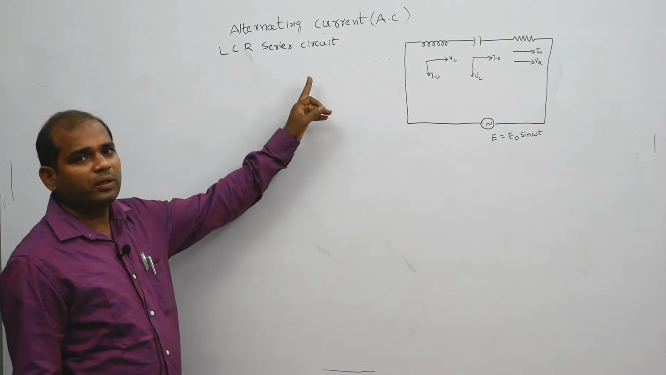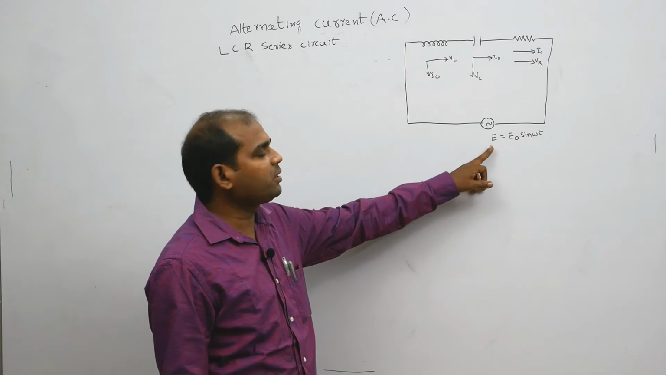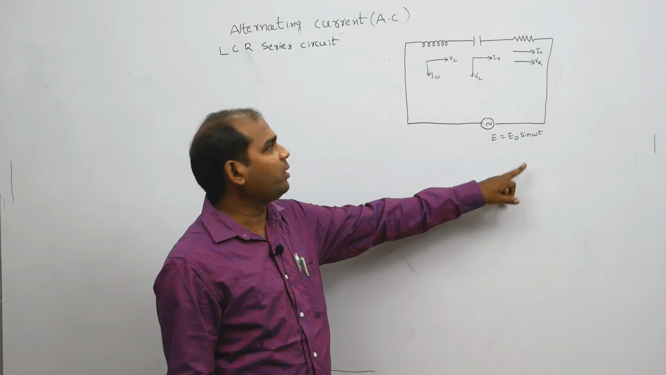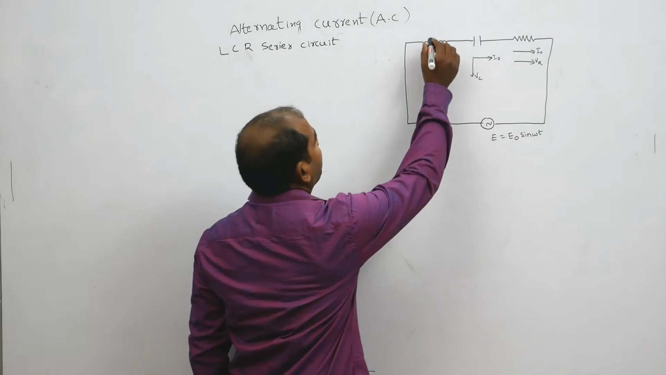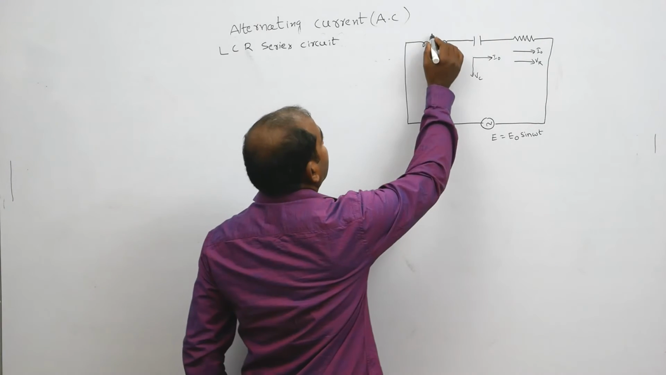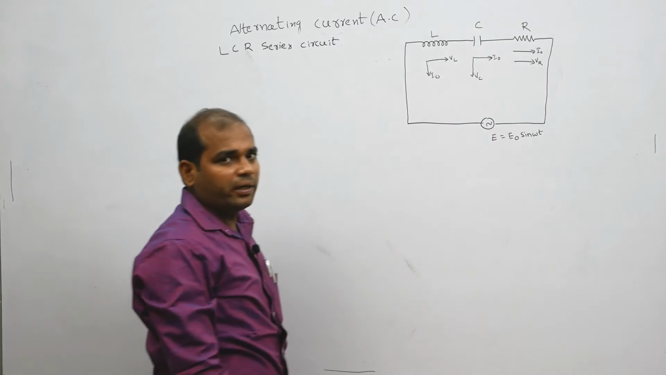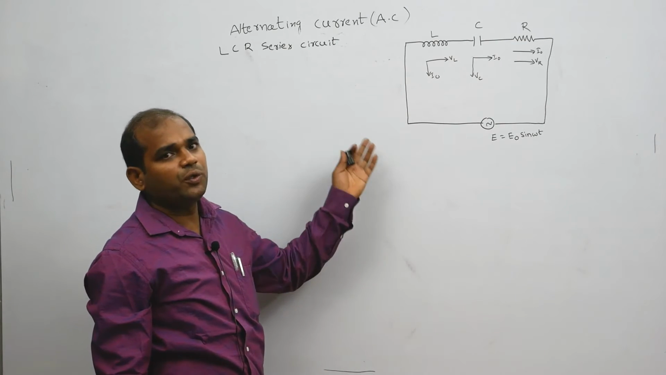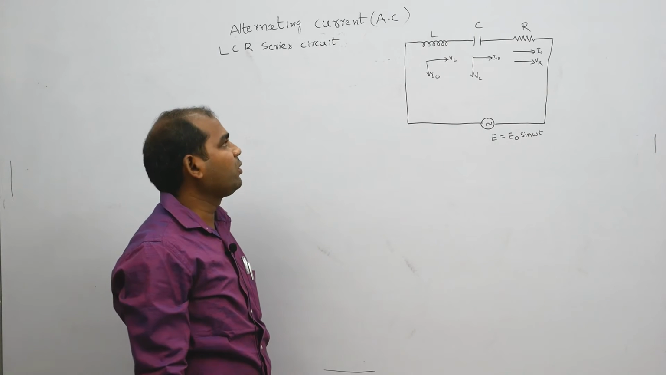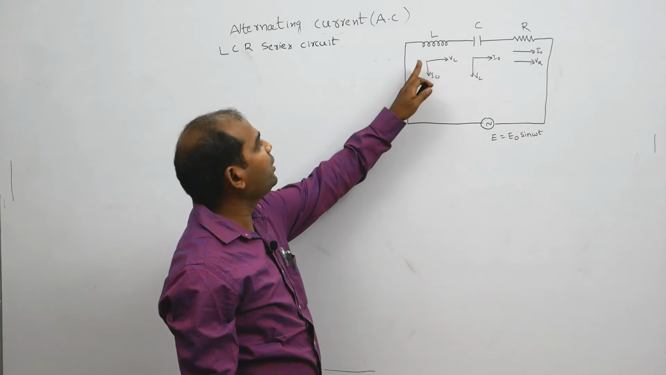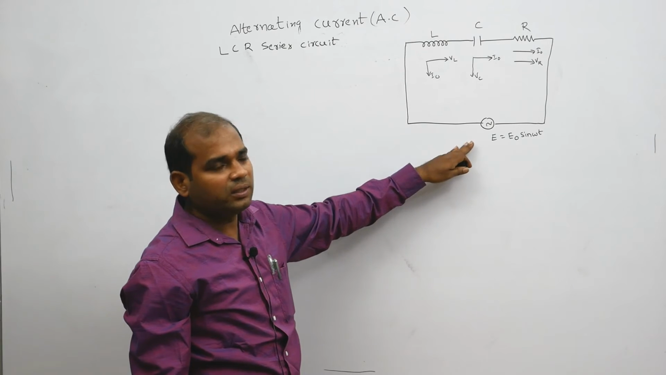We are going to discuss the LCR circuit connected to the alternating source of EMF represented by E equal to E naught sin omega t. Here we connected three components together in series combination: an inductor L, this is the capacitor, this is a resistance. In the earlier case we discussed the three components individually, separately connected to the EMF, and we discussed the phase differences. Now what will happen if the three components are connected in series combination to the AC EMF?